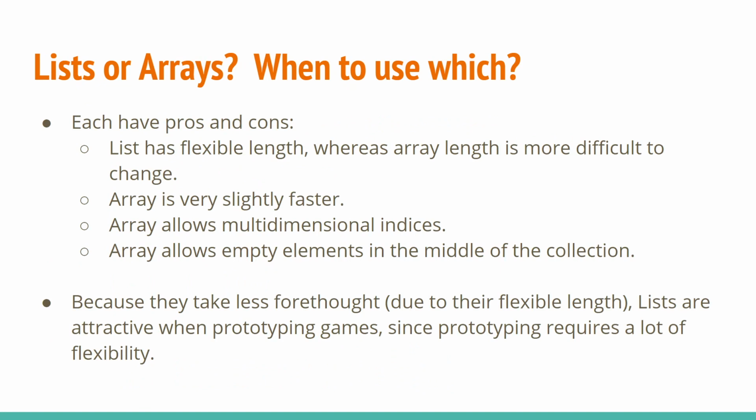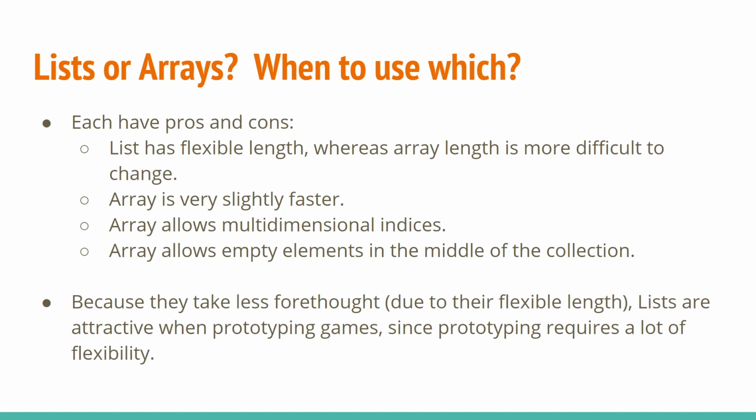Now, which to use, and when to use which. There are pros and cons to each of them. Lists have flexible length, whereas array length is more difficult to change. Arrays will typically be slightly faster because of their fixed size. You're not traversing a list. There's no pointer management and manipulation as you go through. You just say, okay, I can calculate the address of a certain element in there. Boom, get there. It's kind of a fixed reference speed.